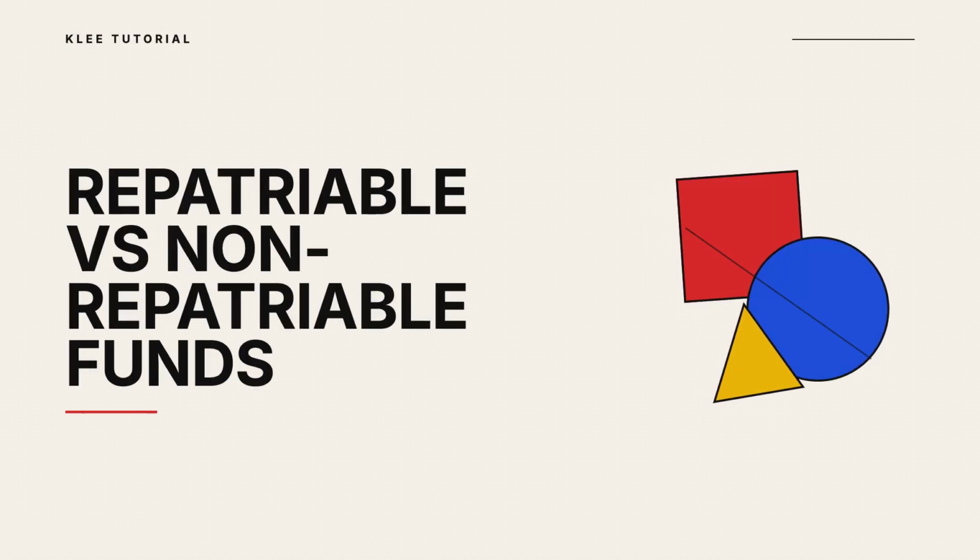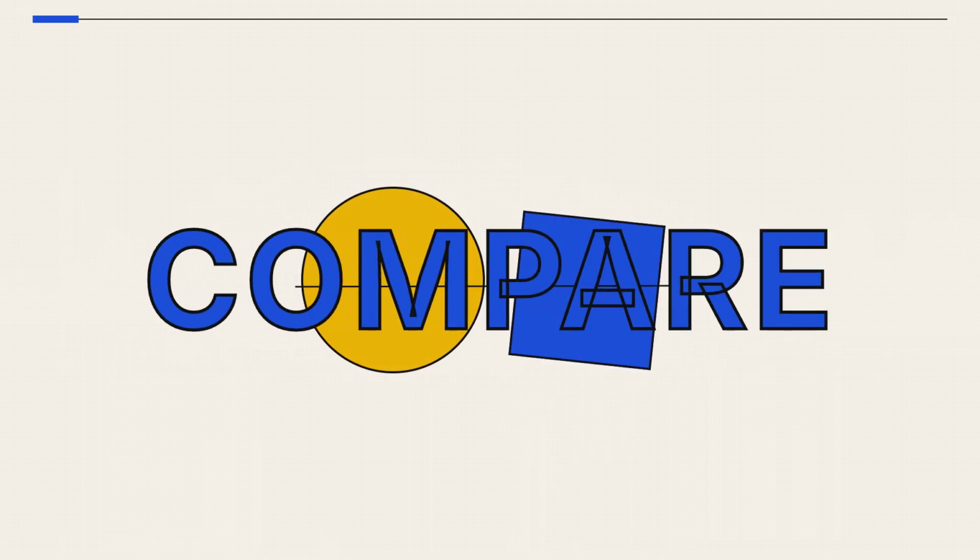When moving money across international borders, you will often hear the terms repatriable and non-repatriable. Let us break down what these actually mean. These terms define whether your money can be legally moved back to your home country or if it must stay in the local economy.